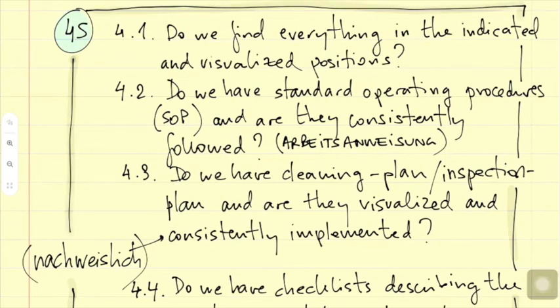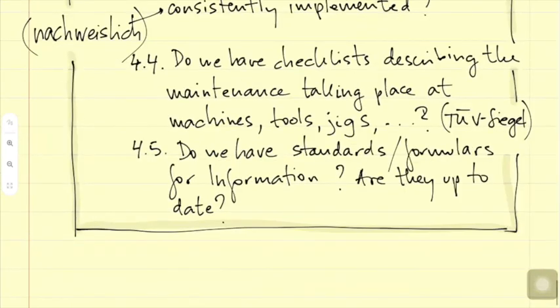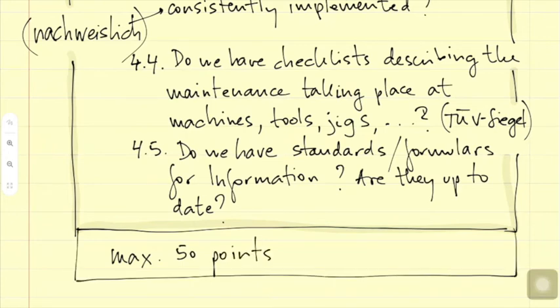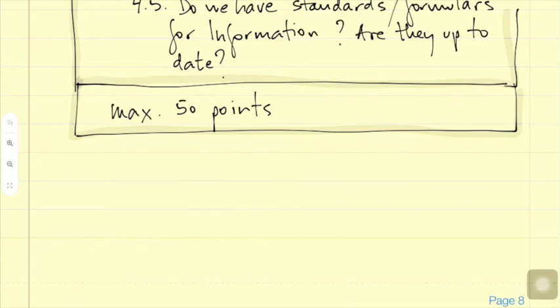So, here we have a maximum of 50 points. Again. And then we continue with the last, the 5th S, Shitsuke.